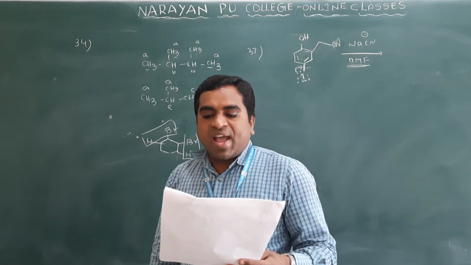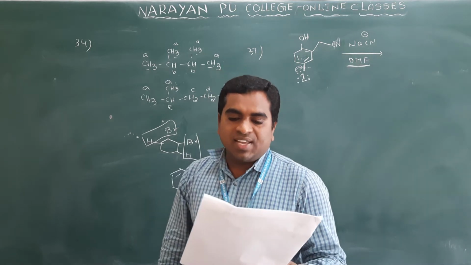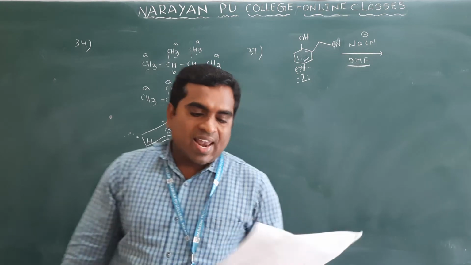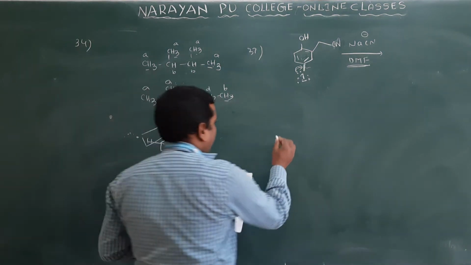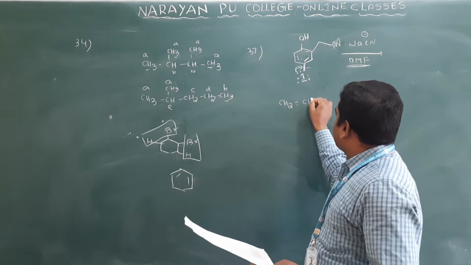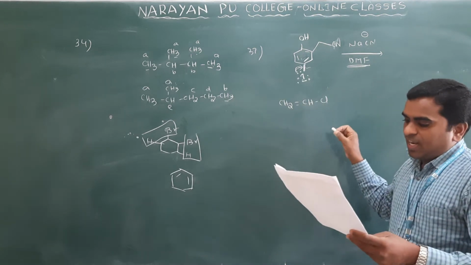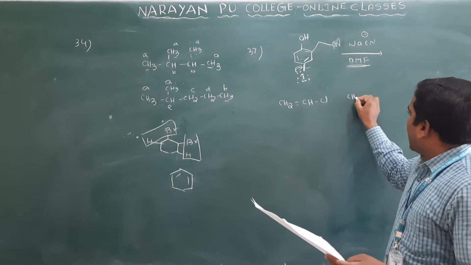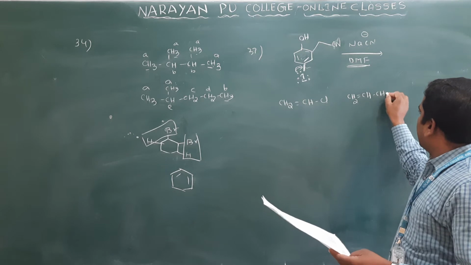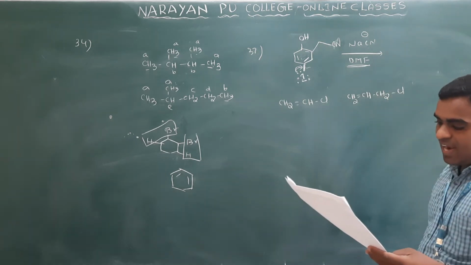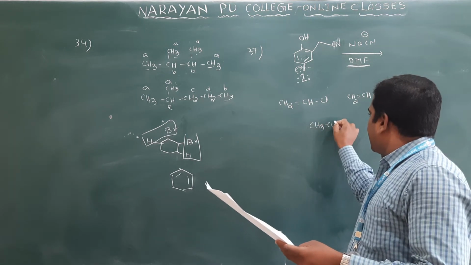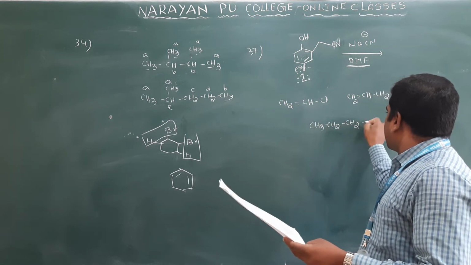Correct order of reactivity of halides is. The first one is allylic halide, the next is vinyl halide, CH2=CH-Cl. Next, allyl halide means CH2=CH-CH2-Cl. This is allyl halide. And another one is propyl halide, CH3-CH2-CH2-Cl.